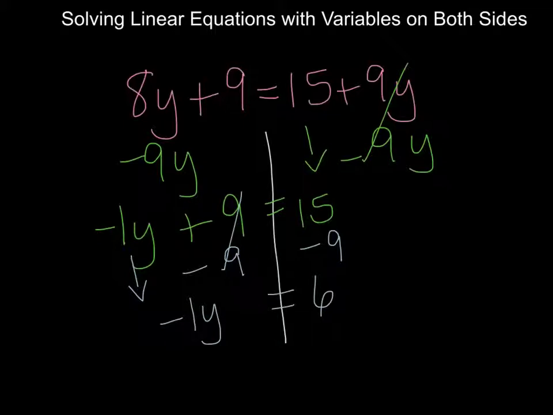Except I don't want a -1y, I want a positive y, which is why we have to undo this multiplication. The opposite of multiplying by -1 is dividing by -1. The -1's cancel out and y is equal to -6.